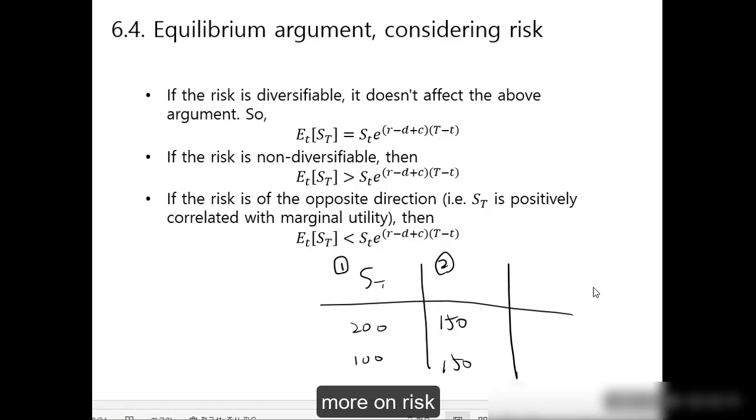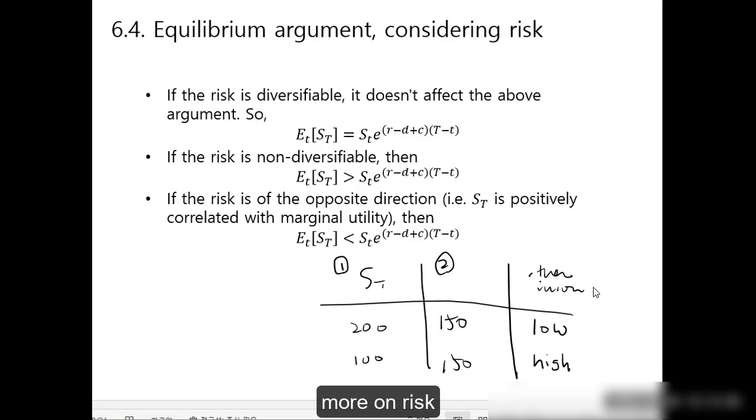So if your other income is very low at this time and very high at another time, then the story will be rather different. So the situation is the following. When your other income is very low, this particular asset gives you more money. When your other income is very high, this asset gives you less money. In this situation, again, which one do you prefer, number one or number two?